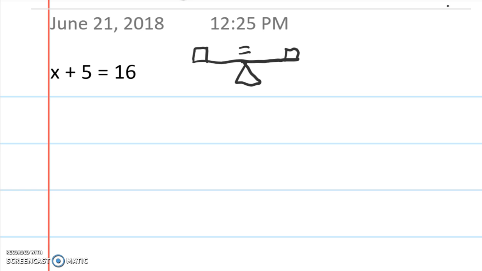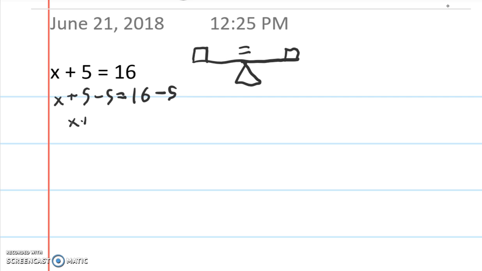So we want to get the x by itself. To get the x by itself, we need to find the opposite of the plus 5. Opposite of plus 5 is minus 5. So if we add it to the one side, we must add it then to the other side. So we have x plus 5 minus 5 equals 16 minus 5. The plus 5 and minus 5 together equals 0. So if you add 5, you have 5 things, and you take away 5 things, it equals 0.